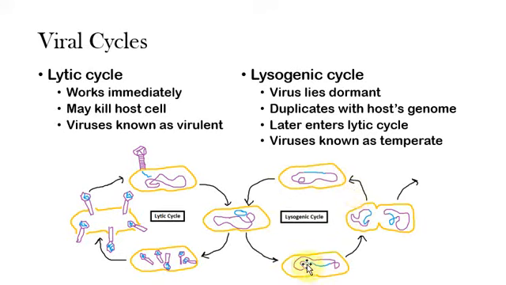So this cycle can just continue on indefinitely until something triggers it to go back into the lytic cycle. By then, there might be thousands of these cells that have duplicated, and that virus is just lying dormant in the genome. So it will duplicate along with the host genome and later enter that lytic cycle in order to infect more cells. These viruses are known as temperate because they don't immediately kill the host, even though eventually the result is the same.